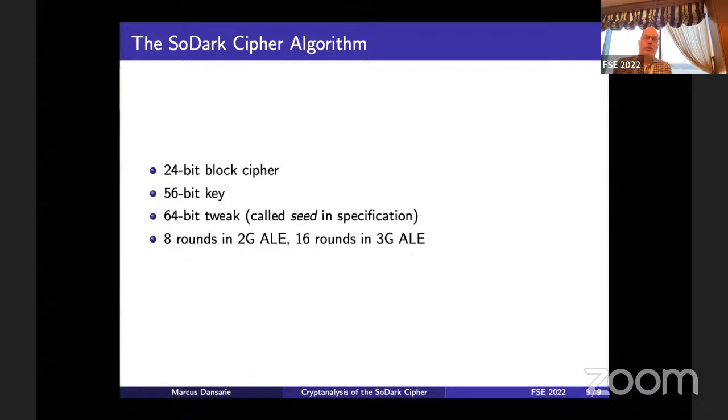So in short, the SoDark cipher algorithm is meant to encrypt 24-bit words in ALE. So it's therefore a 24-bit block cipher that uses a 56-bit key and a 64-bit tweak. In second generation ALE, which is the version most commonly used still today, the cipher has 8 rounds.